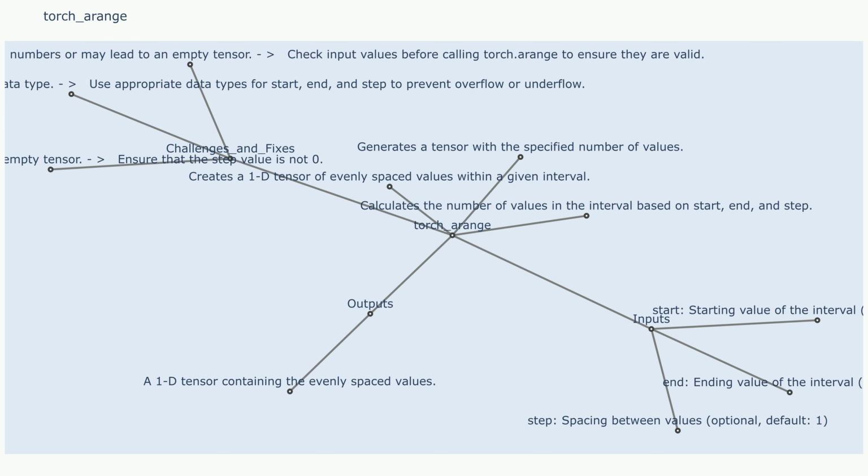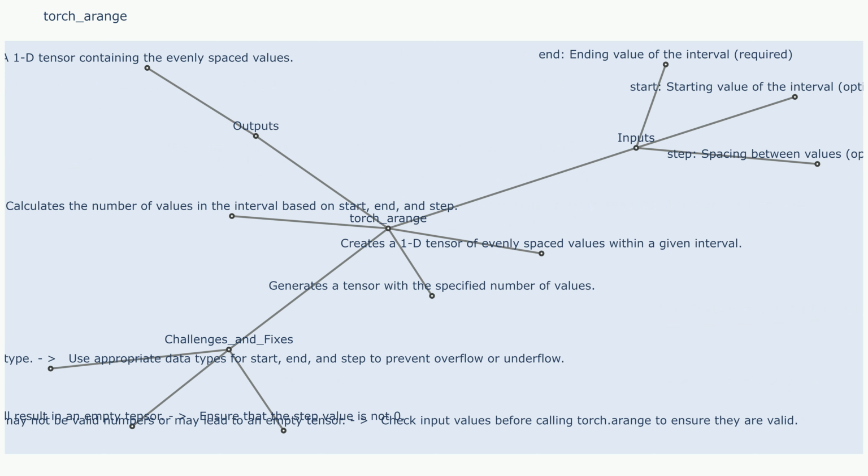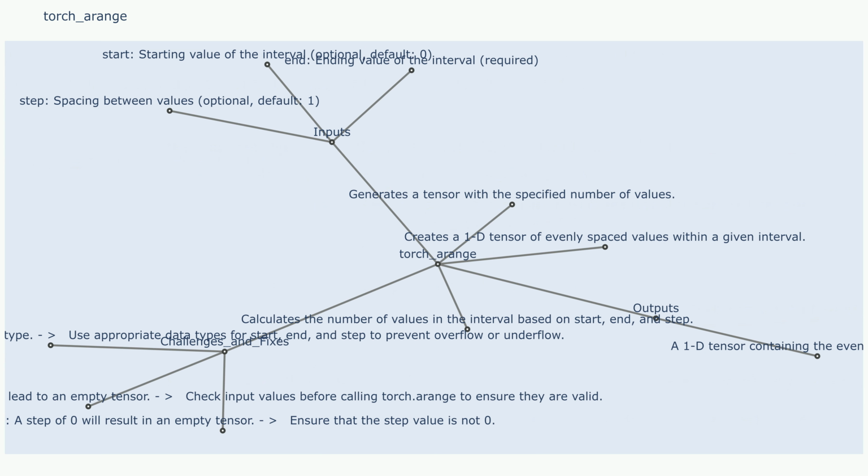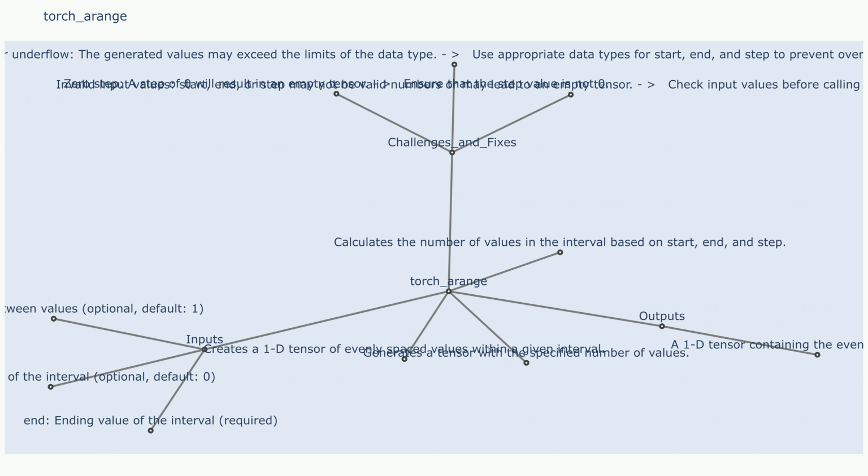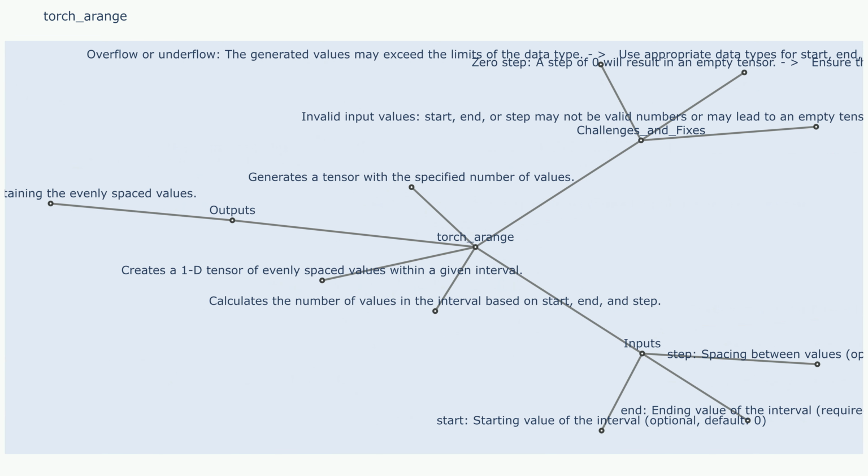torch.arange. Description. The torch.arange function creates a one-dimensional tensor with values spaced by a given step. It is similar to the Python range function but operates within the PyTorch framework. Inputs. Start: the starting value of the sequence. This is an optional parameter, and if not provided, it defaults to 0.